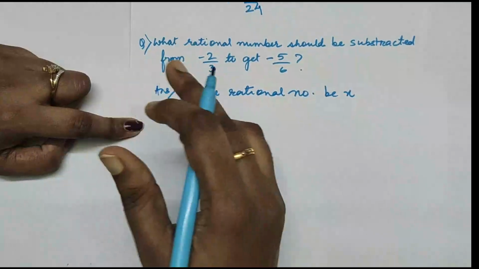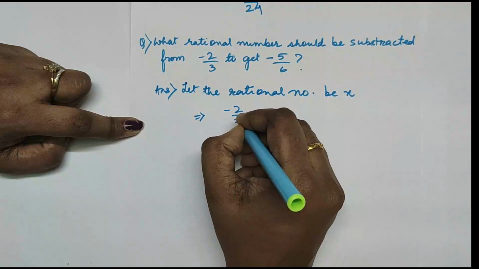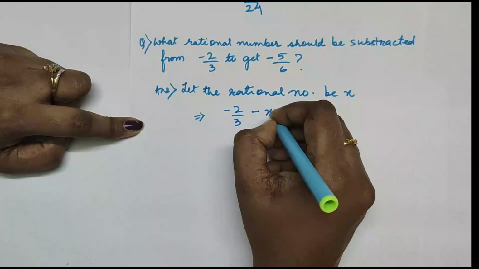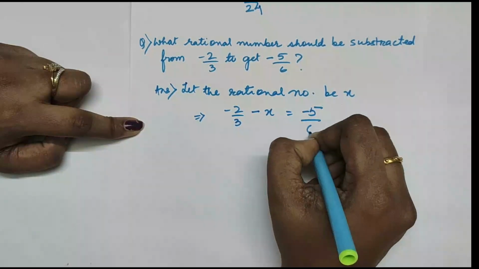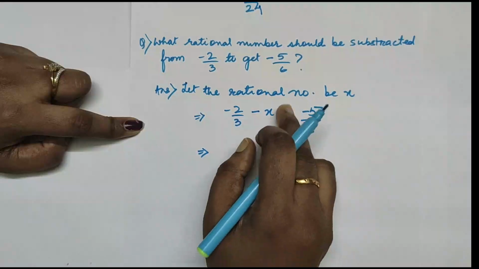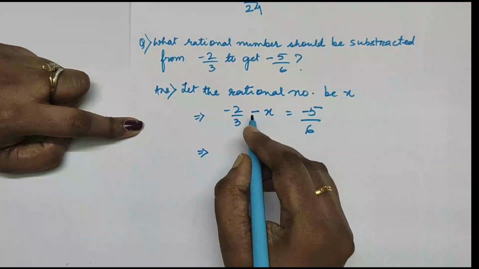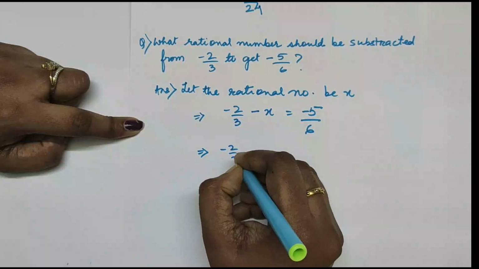So it should be subtracted from minus 2 by 3. So what are we going to write? Minus 2 by 3 minus x, because we have to subtract that rational number to get minus 5 by 6. So the position of this x is very important. Now this is a negative x, so when I take it to the other side, I should make the x always positive, keep it positive.